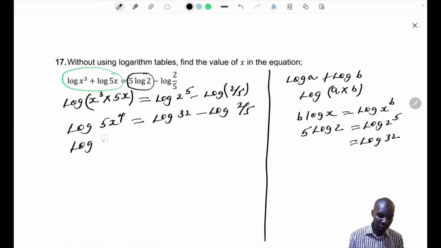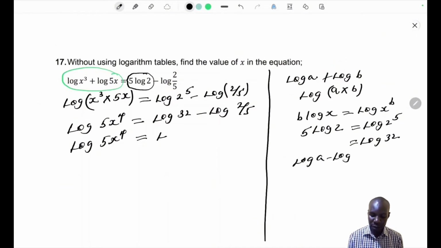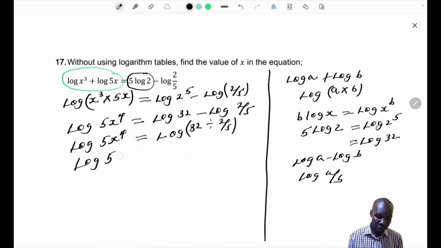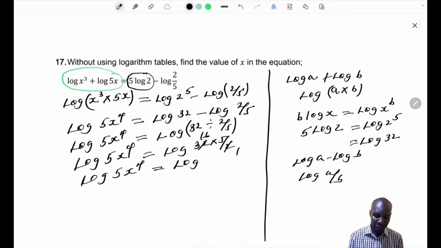So we have got log of 5x to power 4. If we have log of a minus log of b, that should be equal to log of a over b. So we'll have log of 32 divided by 2 over 5. So log of 5x to the power 4 equals log of 32 times 5 over 2. This one cancels out, it goes there 16. Log of 5x to the power 4 equals log of 80.